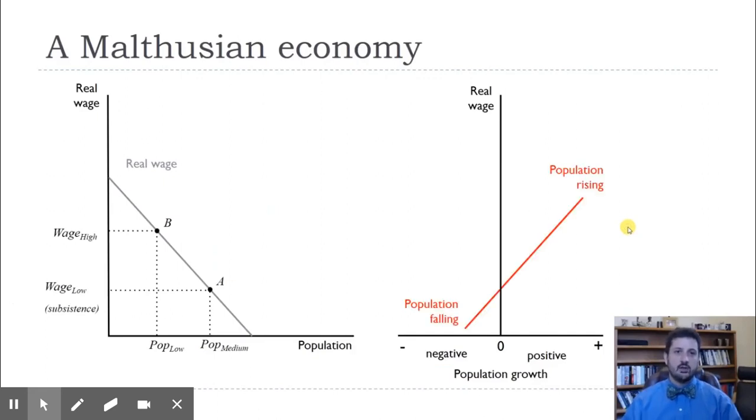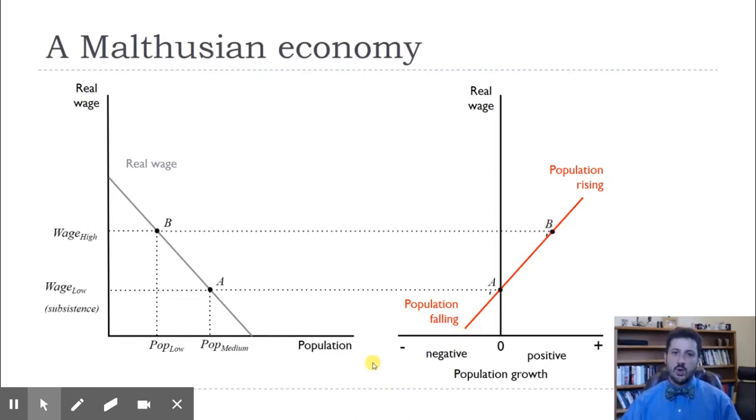If we think about a Malthusian economy, we can graph this with the real wage on the vertical axis and population on the horizontal axis. We can see that if the wage is high, population is low, but then we're going to get pushed back to a low wage and a medium population. We can think about that in terms of population growth as well: when the real wage is higher, population is growing faster. When the real wage is lower, population is falling because people don't have enough food to eat, and people are dying faster.